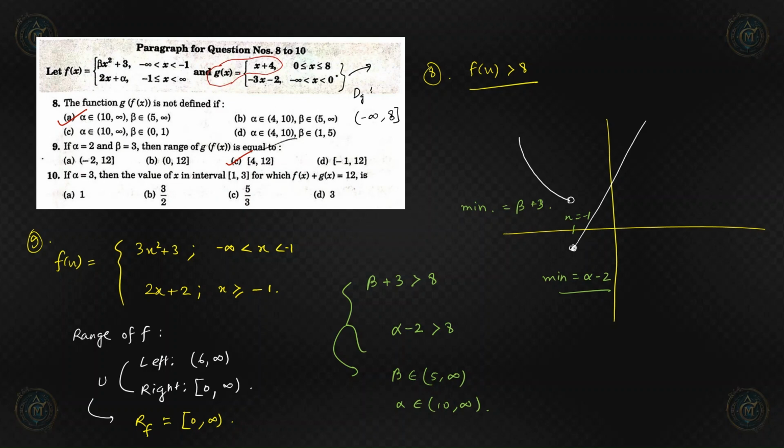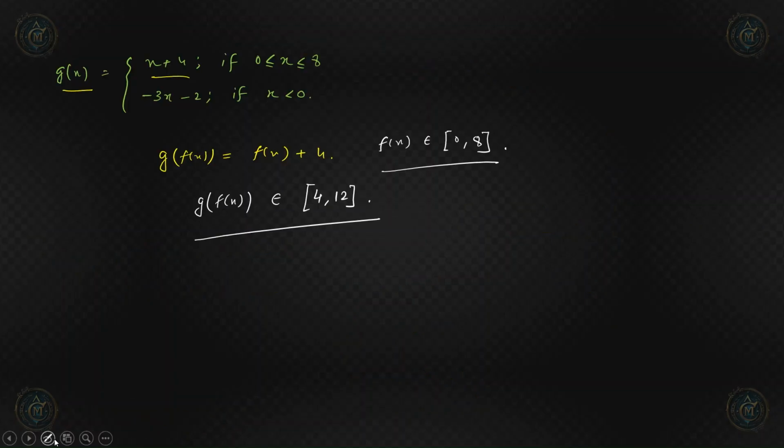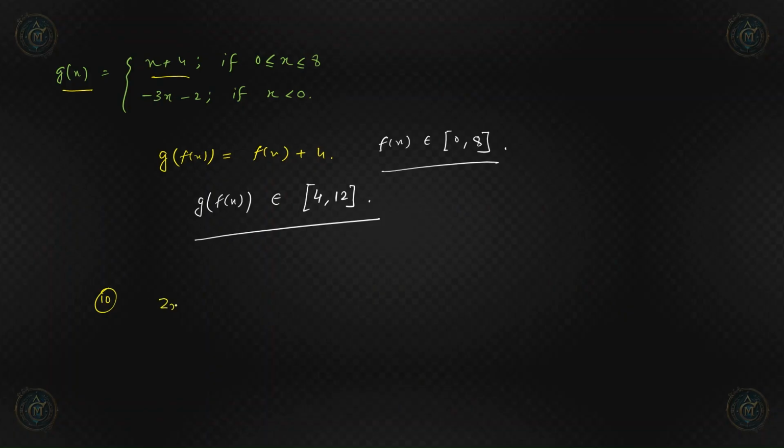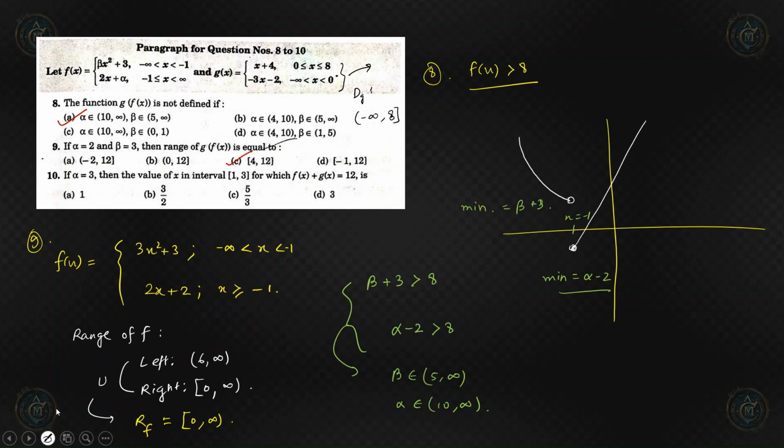That means f(x) and g(x) will be simply 2x + alpha and x + 4. So 2x + alpha + x + 4 should be equal to 12, and alpha is equal to 3. From this equation we get 3x = 5, so x is equal to 5/3. Which one will be the correct option? Option C will be our correct option. That is how we solve this question based on composite functions.